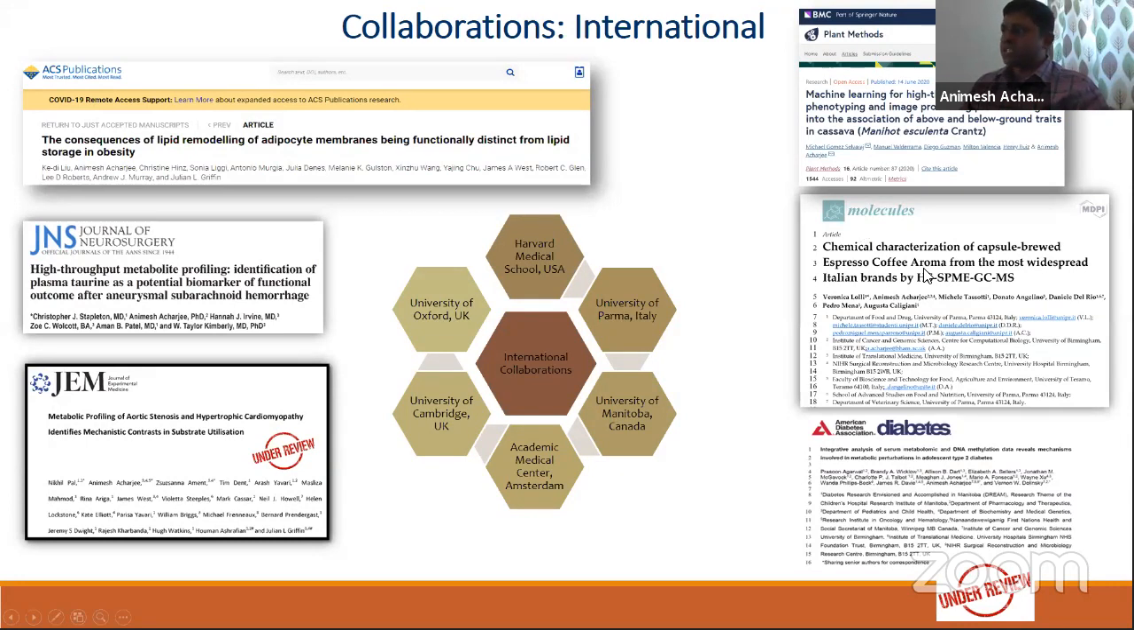Molecules, we published with the University of Parma, Italy. This is the polyphenol, the coffee. You see the diversity of where you can apply AI. I mean, espresso coffee, which coffee brand is better? Because this is an industry project. The people who are making coffee like Nespresso, Illy, those companies approached this group and said, I want to prioritize my coffee group. Which one is it?